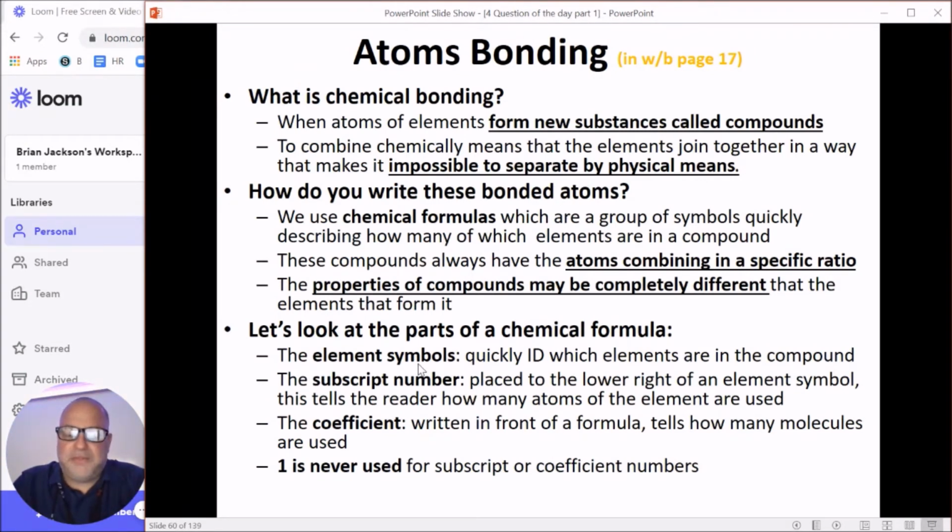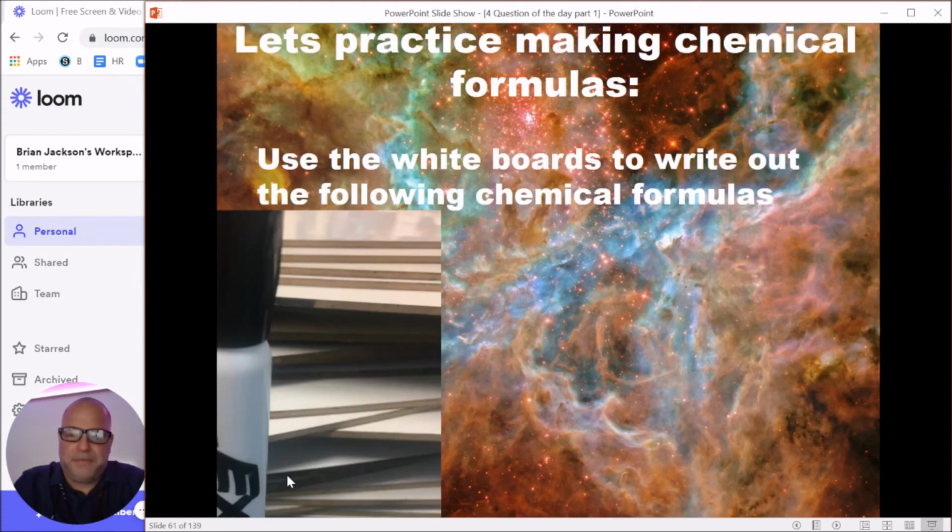And then we talked about the different things, right? There are the element symbols that we did last chapter. Now we're learning about the subscripts and the coefficients, right? And when you're doing it, like I said, you never use the number one. If you have one oxygen, you just put the O there. You don't need that subscript to show it.